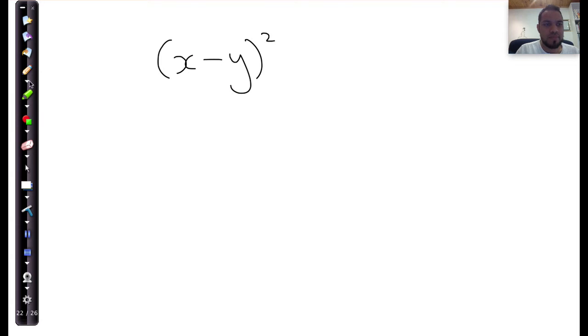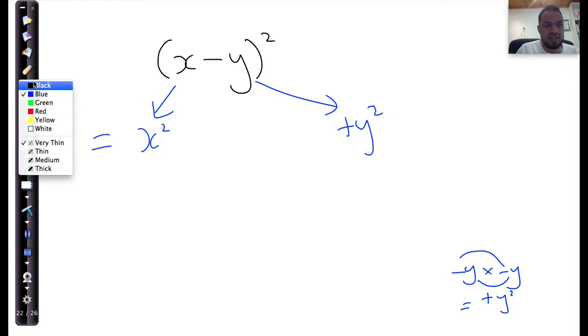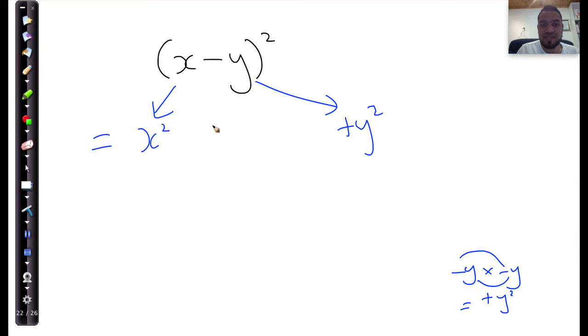Let's look at the next example, x minus y all squared. Well, simple as this. First term squared is just x squared. Last term squared, remember that's negative y times negative y, which gives you a positive, and that gives you y squared. So that's going to be positive y squared. And then this thing over here is just going to be negative y times x is negative xy. That's negative xy. But that's just 1xy, so you need to double it and then you get 2xy.